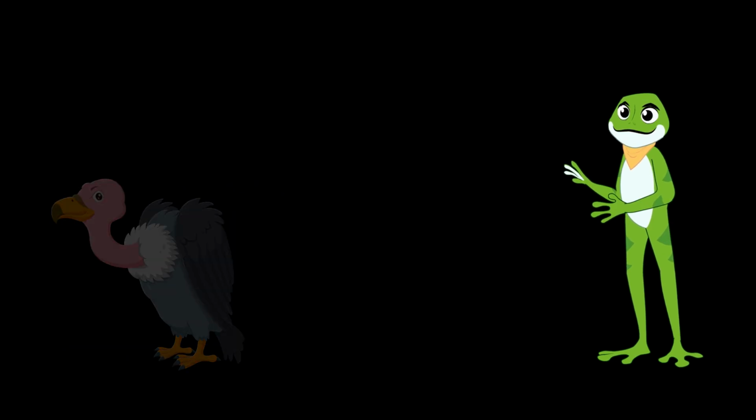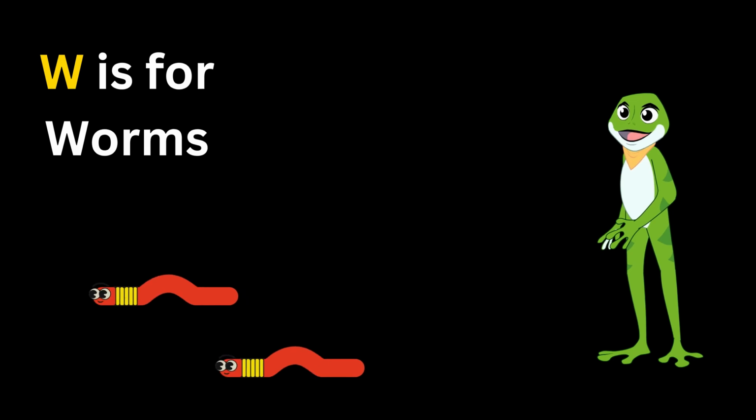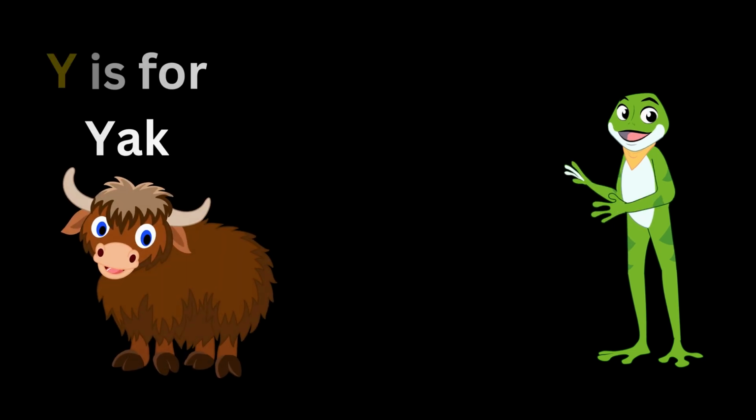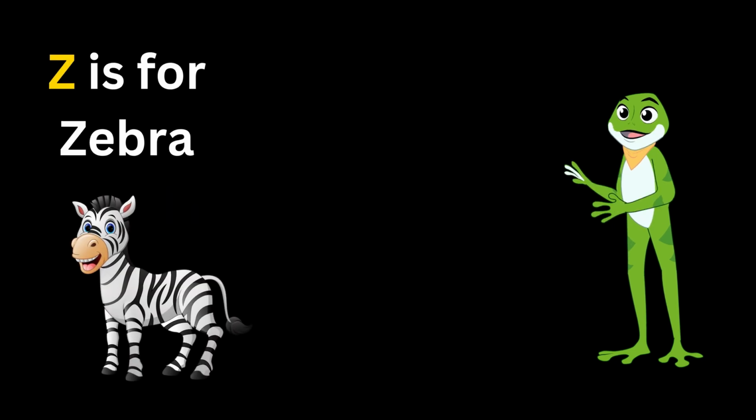V. V is for vulture. W. W is for worms. X. X is for xerus. Y. Y is for yak. Z. Z is for zebra.